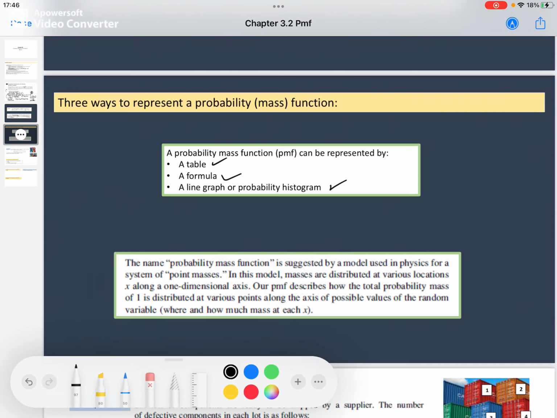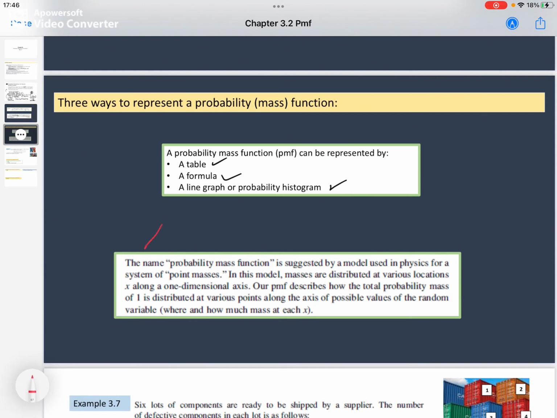So for a discrete random variable, if x is a discrete random variable, then we will call its probability distribution, we will refer to it as PMF. P stands for probability, M stands for mass, F stands for function. So the name probability mass function is suggested by a model used in physics for a system of point masses.